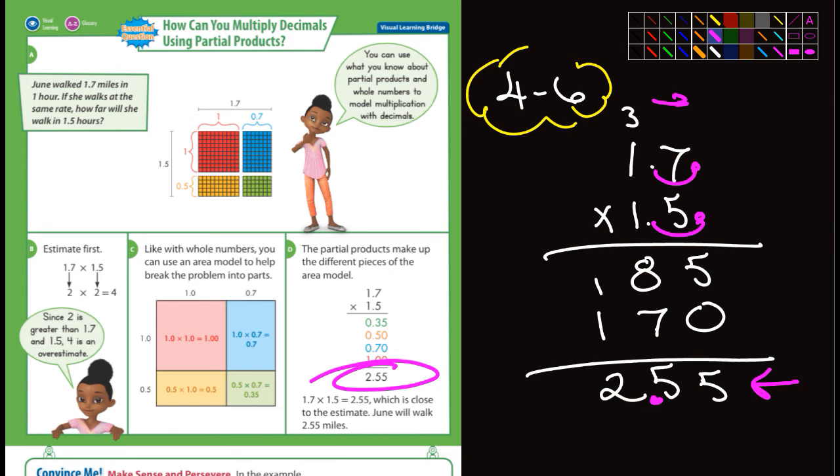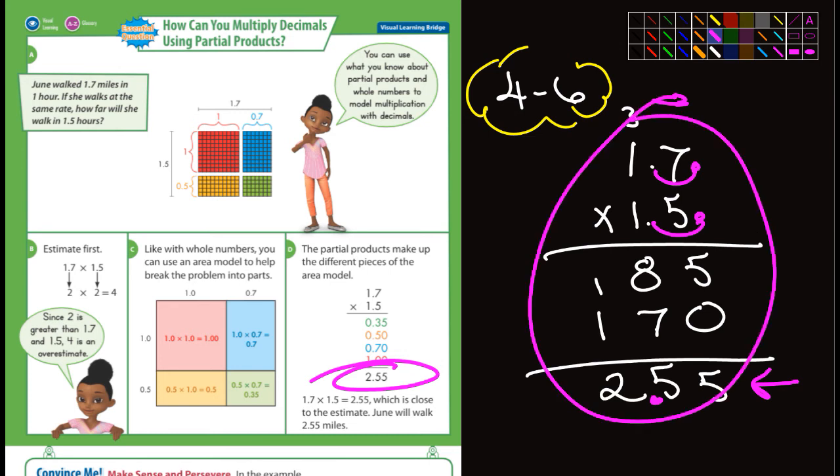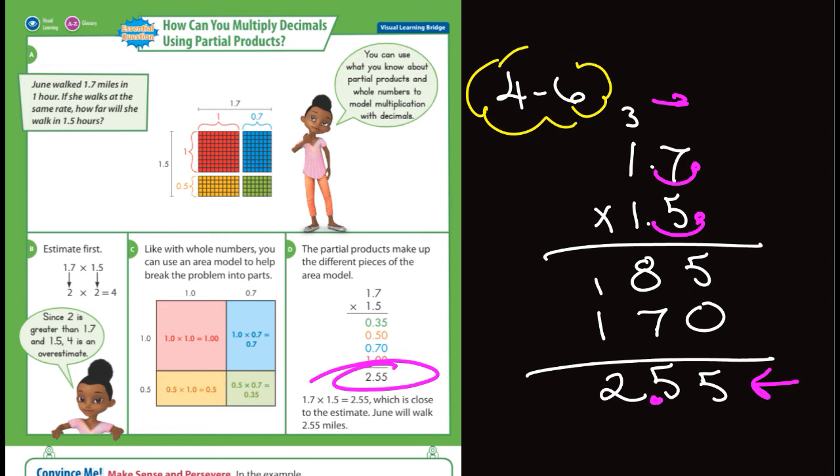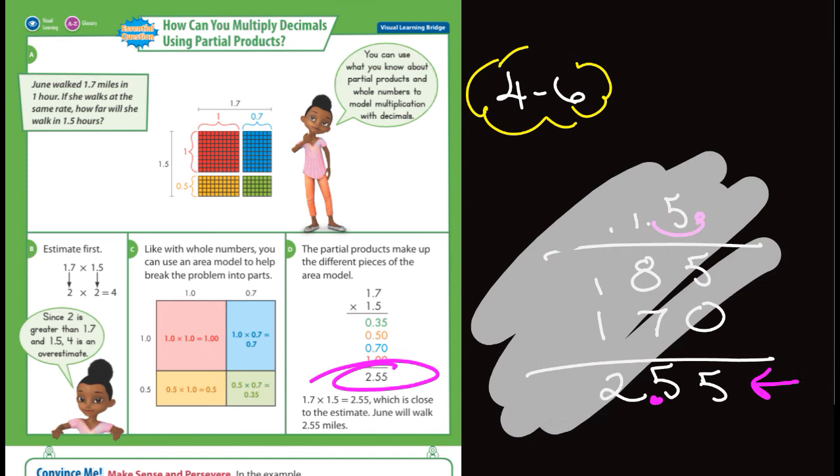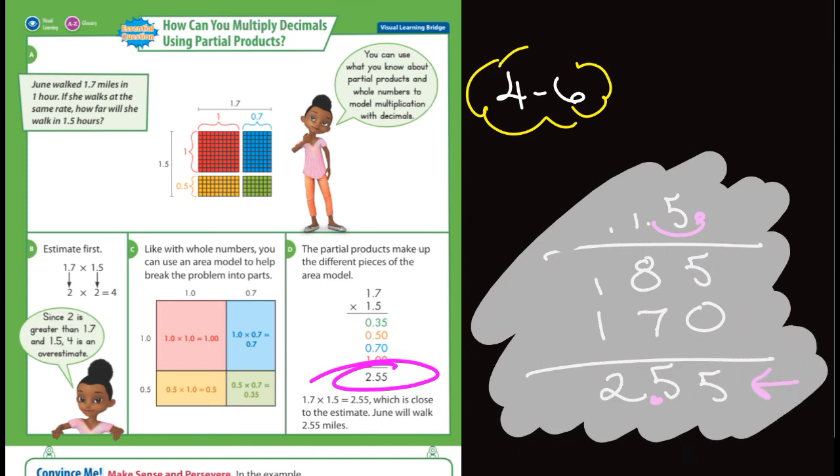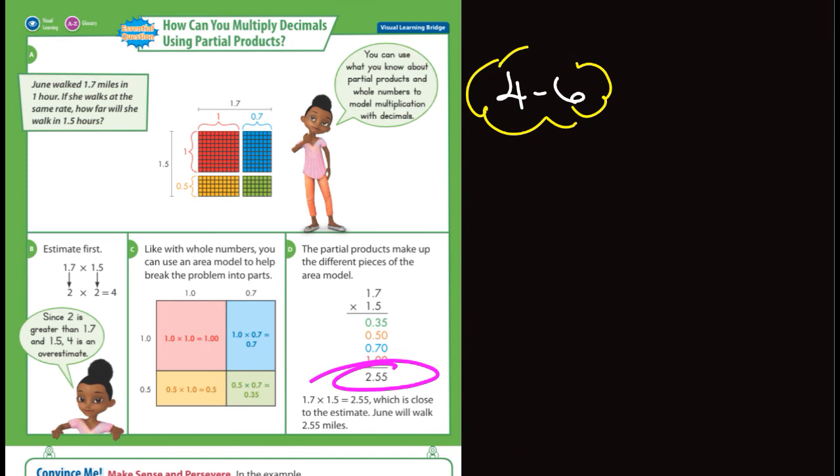So what I just did is kind of the standard way I think most people, especially old people like me, do it. All right? And it's up to you guys, whatever way works the best for you. Let's look at how they did it in the partial products.